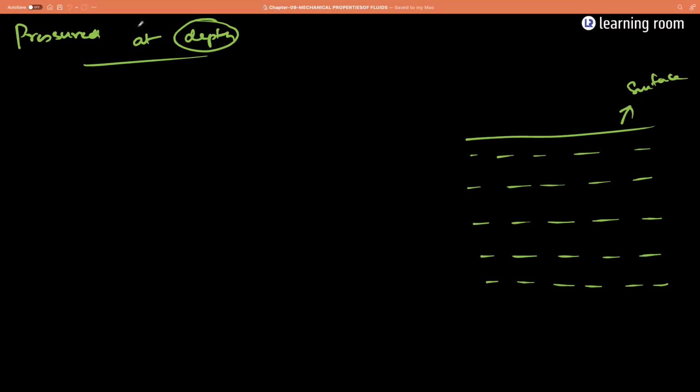So if this surface is exposed to the atmosphere, then there will be an atmospheric pressure acting at this point, which is called P0. There is atmospheric pressure acting at the top, and I am interested in calculating the pressure at a point A, which is at a depth H below.